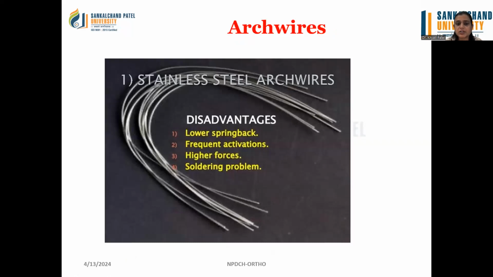Now come to the arch wire. This is also another passive component. There are so many different arch wires we can use in orthodontics. One of them is the stainless steel arch wire. These are commonly used in retraction mechanism which gives stability to the arch. And it gives less friction. But what are the disadvantages of using this wire? They do not have much springiness.